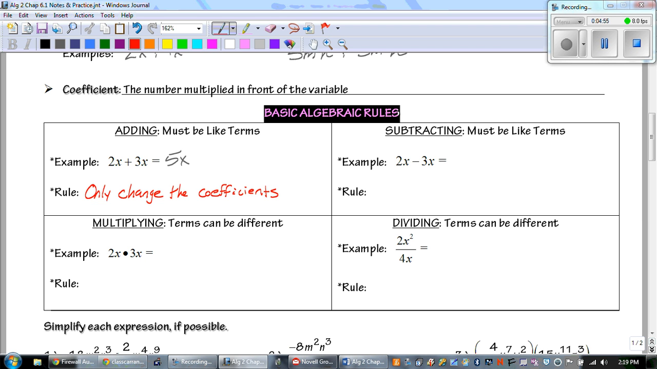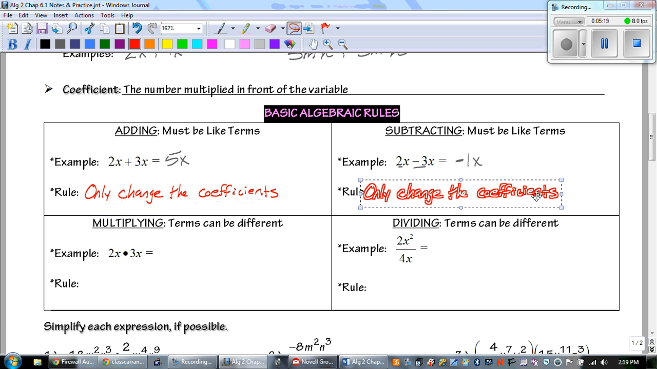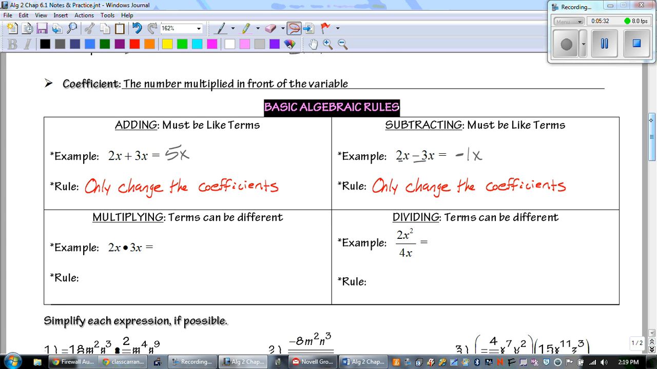Now, subtracting: 2x minus 3x. Once again, they must be like terms. We'll just look at the coefficients. 2 minus 3 is -1, and the x is still there. Mr. Rice is already copying and pasting. It must be the same. So once again, we only change the coefficient. I wanted to give you a couple seconds because you don't get to copy and paste like me.